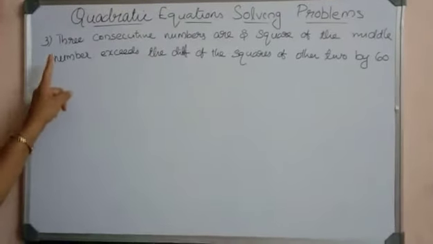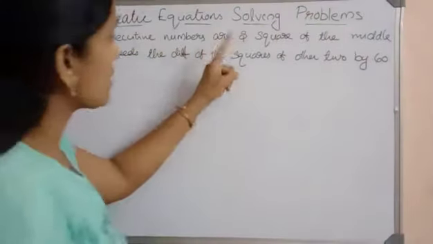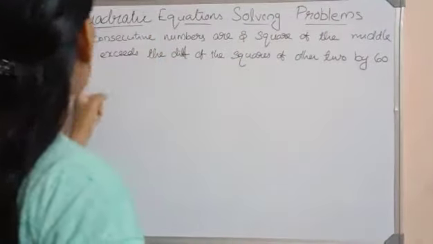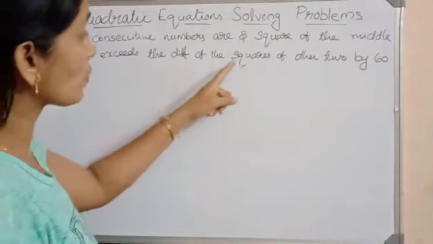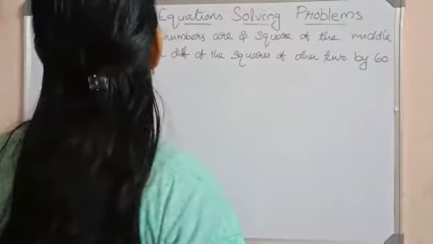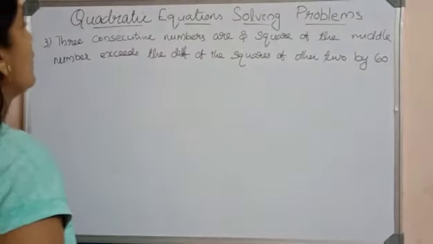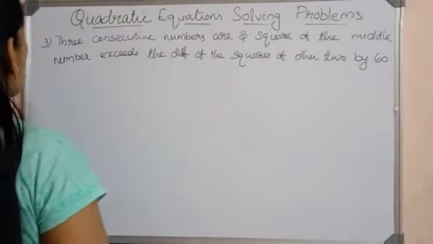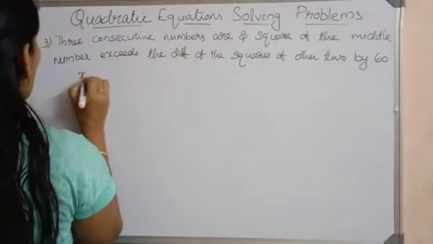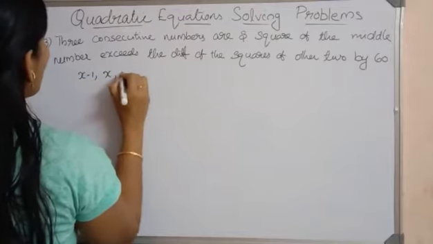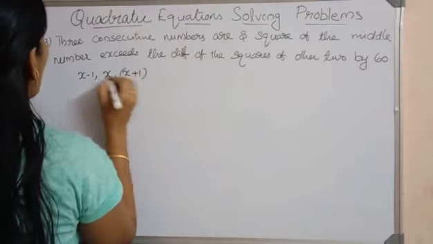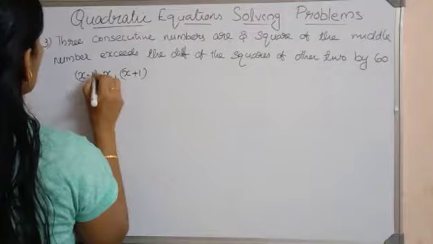Look at the third question. Three consecutive numbers are such that the square of the middle number exceeds the difference of the squares of the other two by 60. Three consecutive numbers. So, whenever we are considering three consecutive numbers, we can consider x minus 1, x and x plus 1 as the three consecutive numbers.